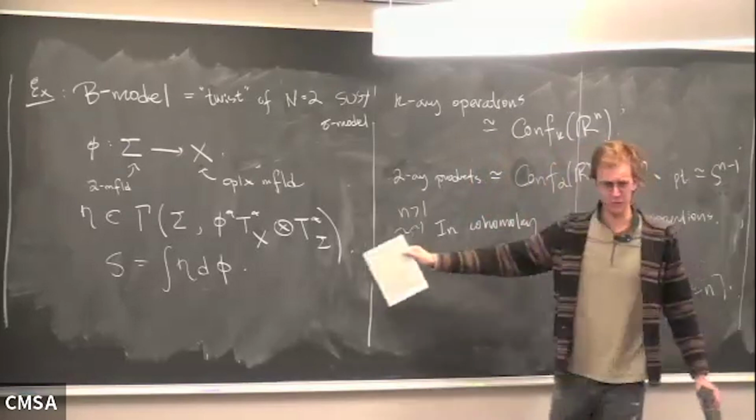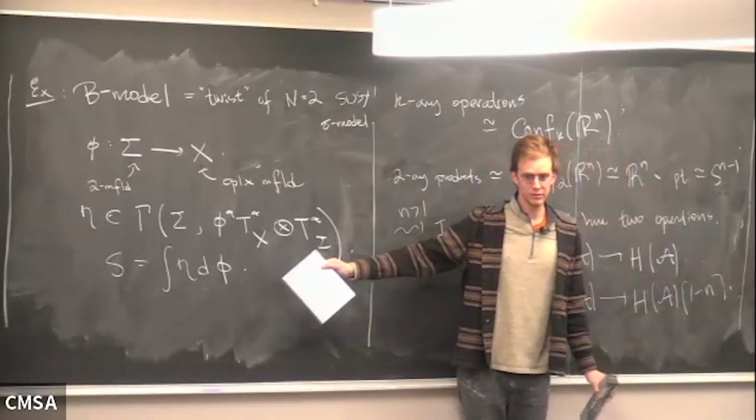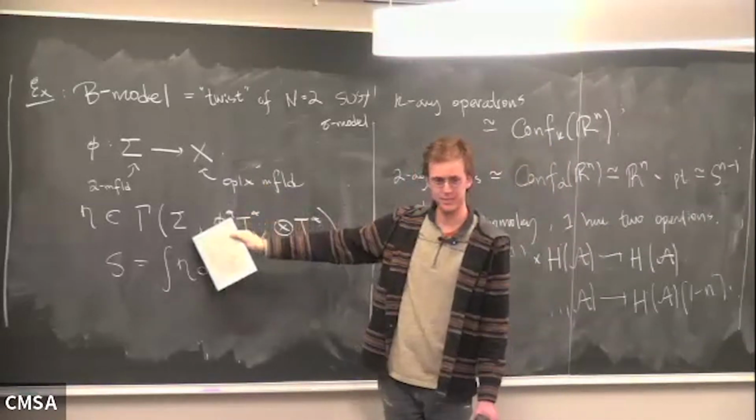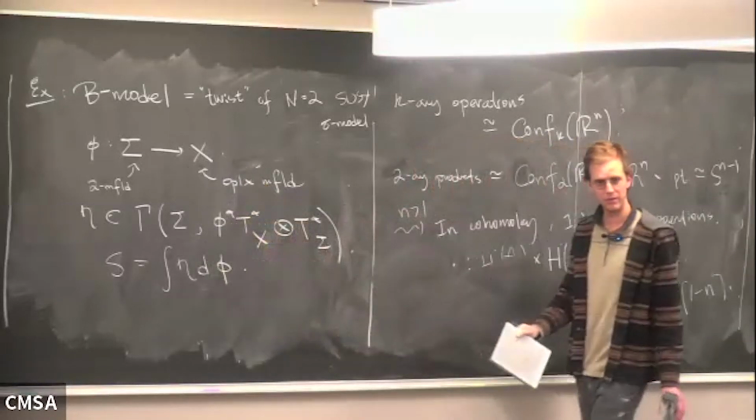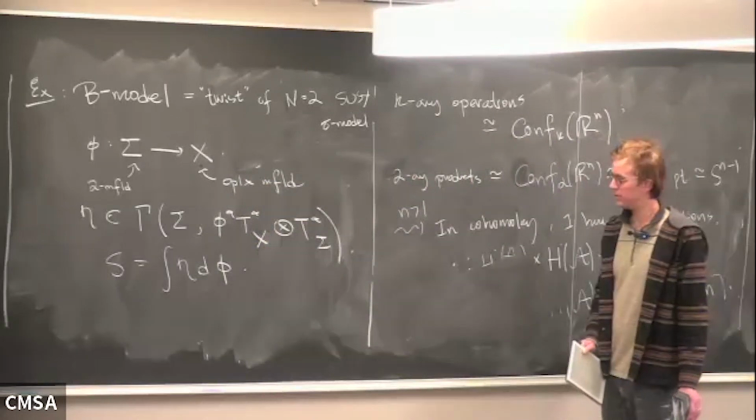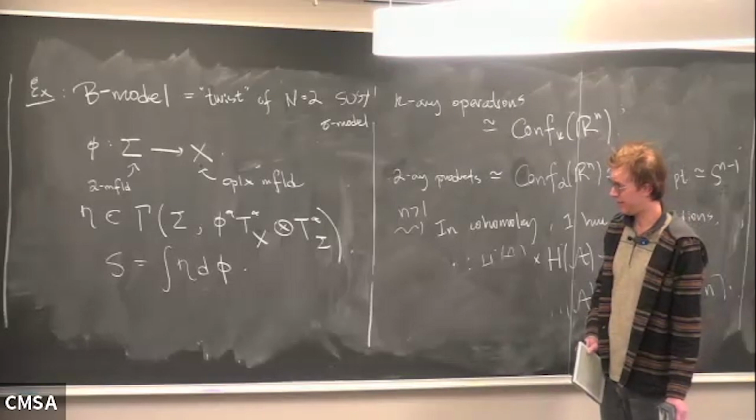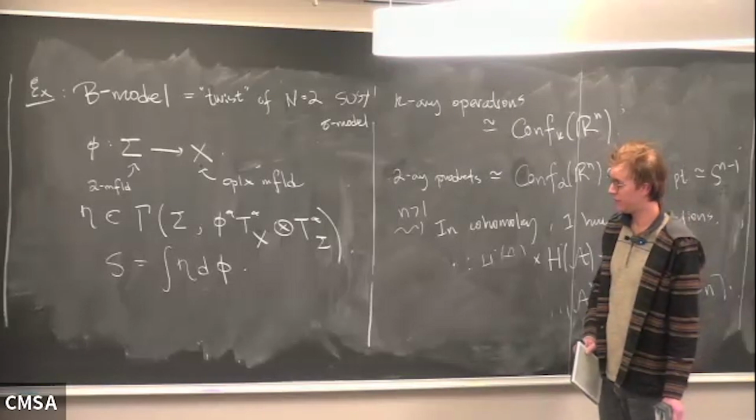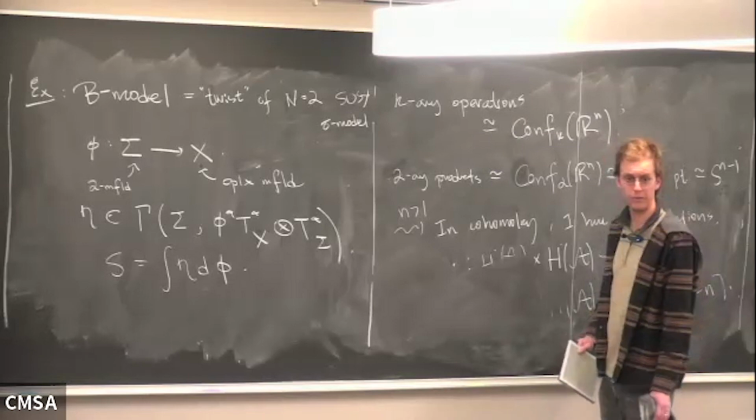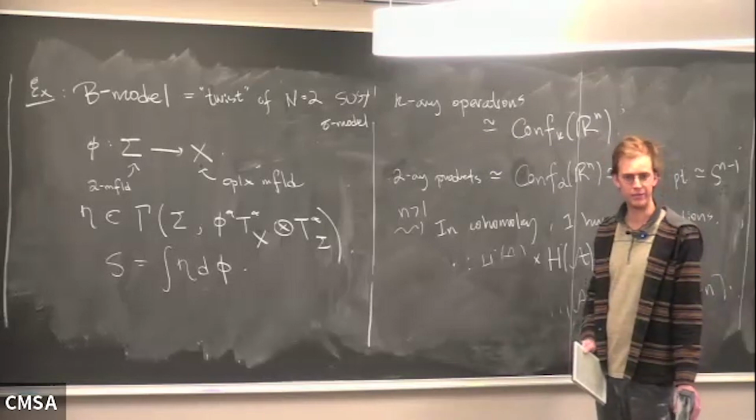So this action is extremely boring. The fields are phi and eta, so the space of fields consists of maps like this together with sections like this. Here I'm only writing down the fields in ghost degree 0. There's other odd fields around which I'm not writing.